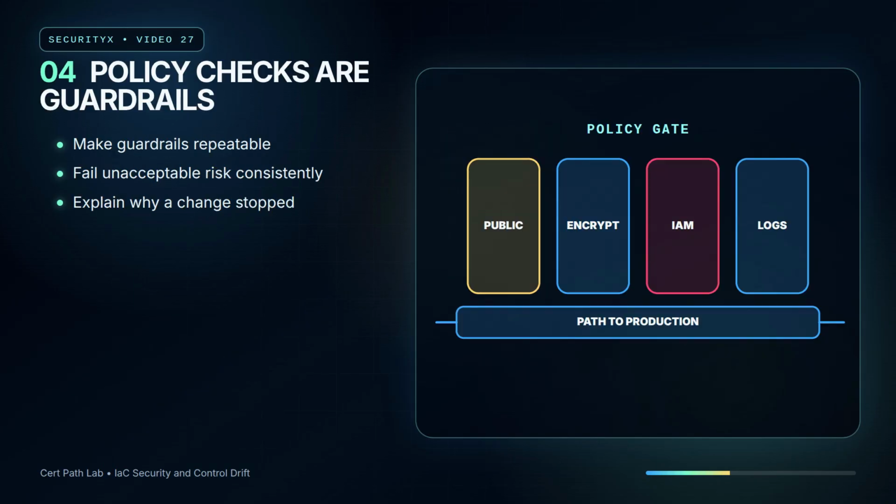Policy as code is how you make guardrails repeatable. A pipeline can check whether storage is public, encryption is enabled, identity permissions are scoped, and logging is on before the change reaches production. The goal is not to block every change. The goal is to make unacceptable risk fail consistently and explainably.